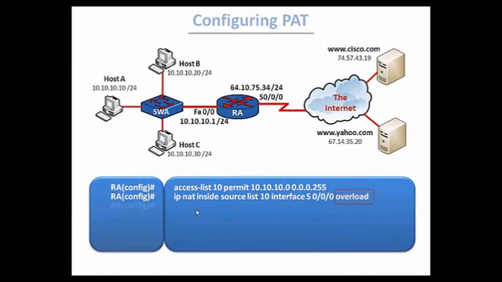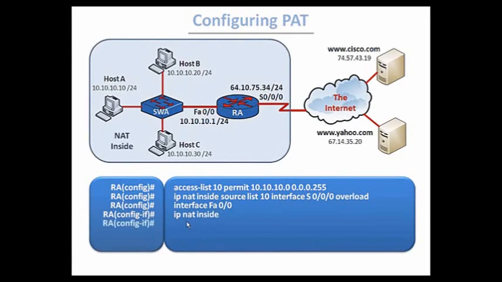It tells the router to use port numbers to translate the different hosts. After that, we still have to specify the inside world, and in this case, router A's FA0/0 interface is connected to the inside world, so we go to that interface and type the command ip nat inside. Then we have to go to the interface that is connected to the internet and type the command ip nat outside.